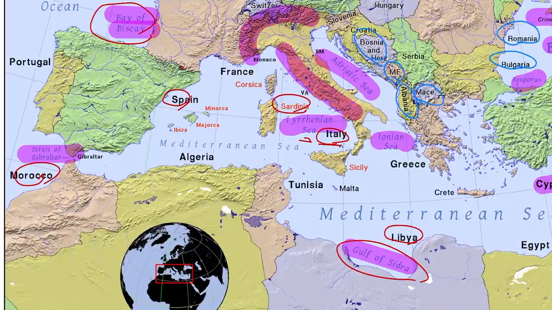So Gulf of Sidra and Libya. Friends, Libya is famous for Muammar Gaddafi and his assassination in the deserts of Libya. Then we have Ionian Sea, that is bordering between Italy and Greece. So Italy, Greece and Ionian Sea we will remember. Then Italy and Sardinia, Tyrrhenian Sea we will remember.